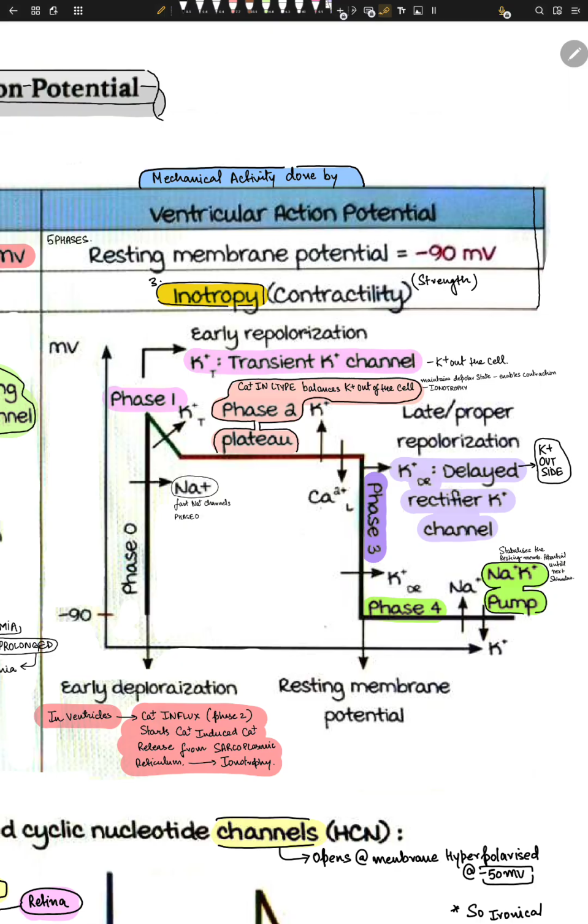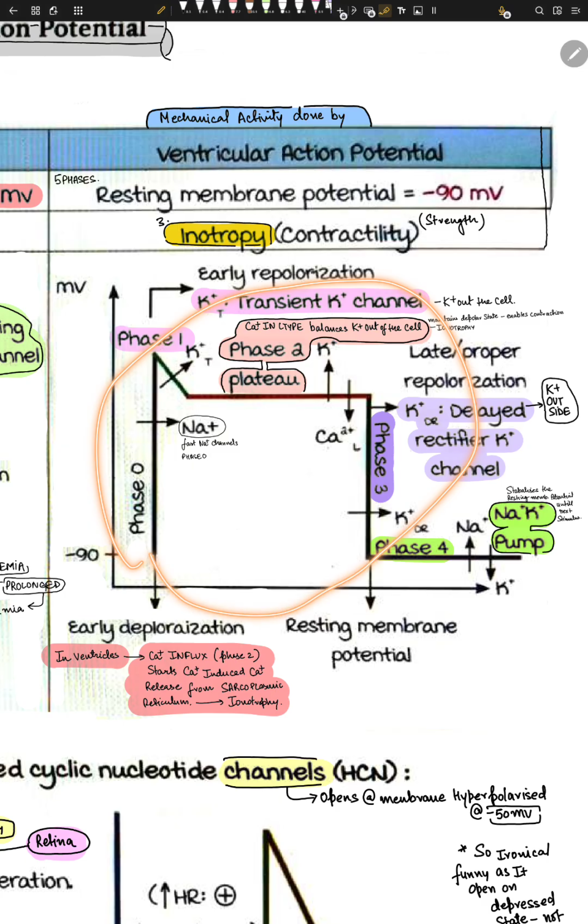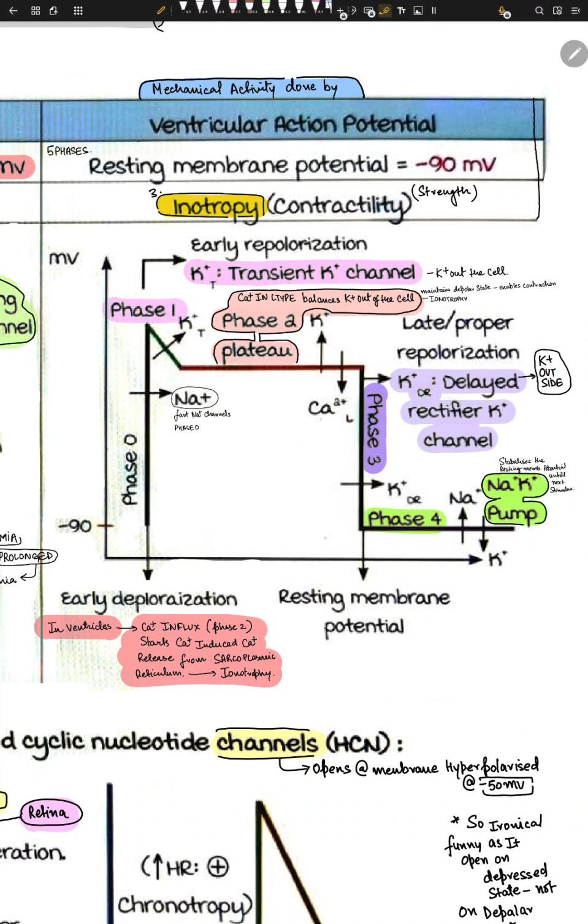So let's talk about these phases: phase 0, phase 1, phase 2, and then phase 3. The main phases are these. The key concept here, the most important thing in all of this, is the plateau, right here, and this is phase 2. The plateau phase 2 gives the time for the full contraction, and it prevents tetany. So that's why we have a plateau. Let's study why it's happening.